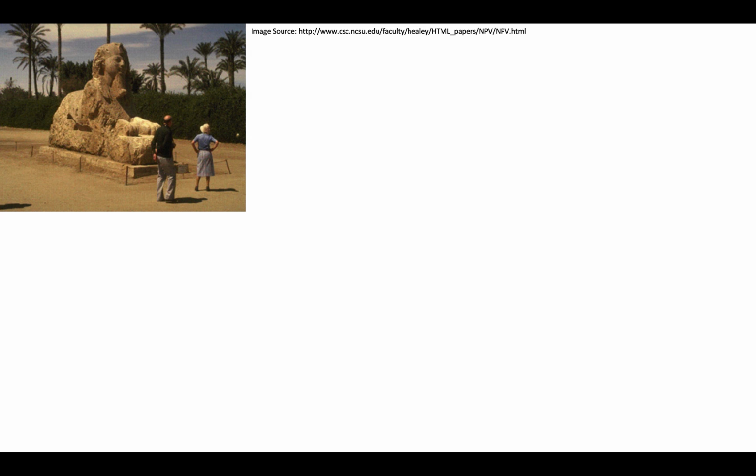Now, almost everybody would say, well, it's a picture of a sphinx. Why would people say it's a picture of a sphinx rather than a picture of a tropical location or a couple of older people? It's because of the placement of the sphinx. It's in the center of the picture. It's dominating the size of the picture, and so it's what's considered important in the picture.